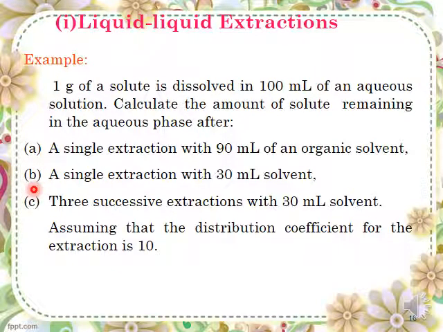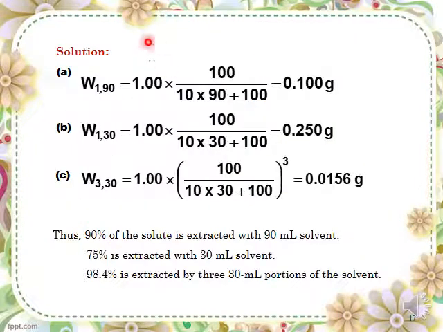You have to use the formula given in the previous slide to find the amount remaining. Remember, it is in square brackets, meaning concentration. Here it is given in the form of mass, which is 1 gram, so the final answer is also in mass. So substitute it in the formula for A, B and C.